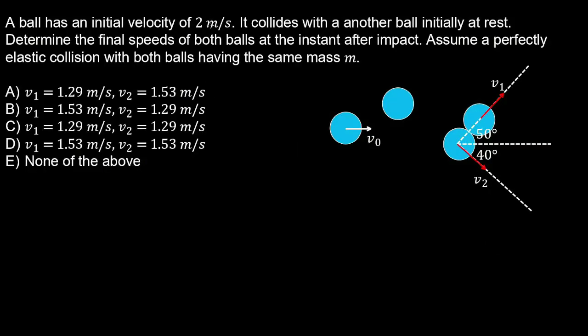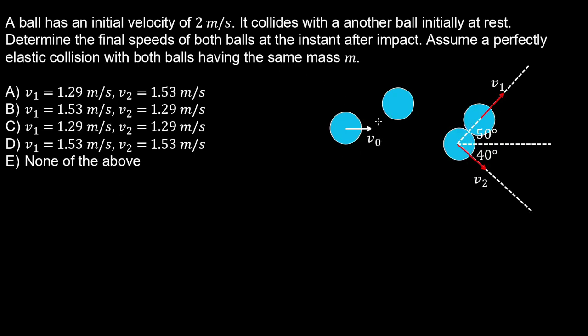A ball has an initial velocity of 2 meters per second, and it collides with another ball initially at rest. So this is a glancing collision. Determine the final speeds of both balls at the instant after impact, and assume a perfectly elastic collision with both balls having the same mass m.